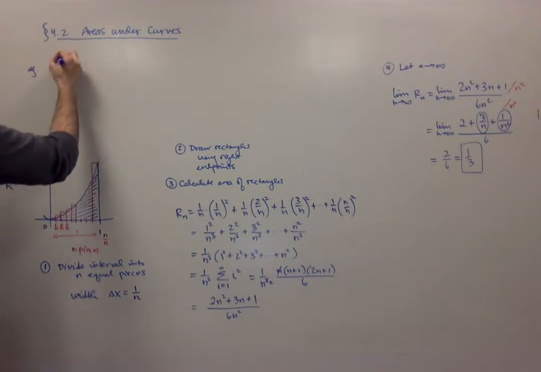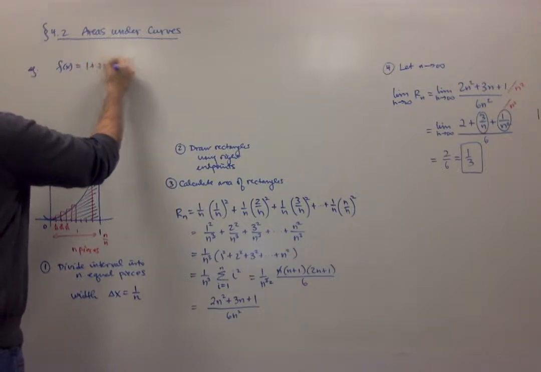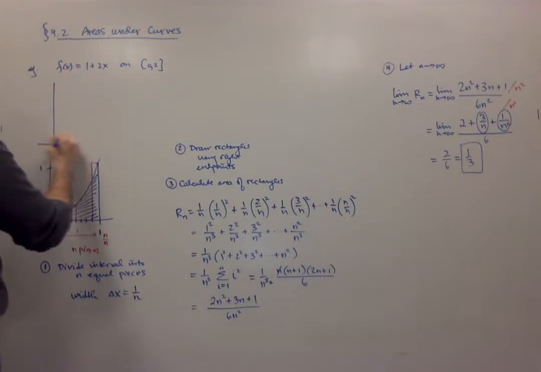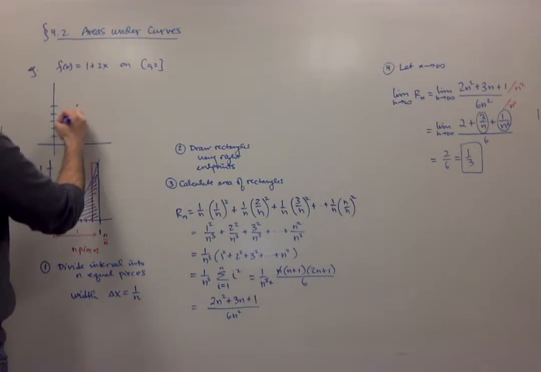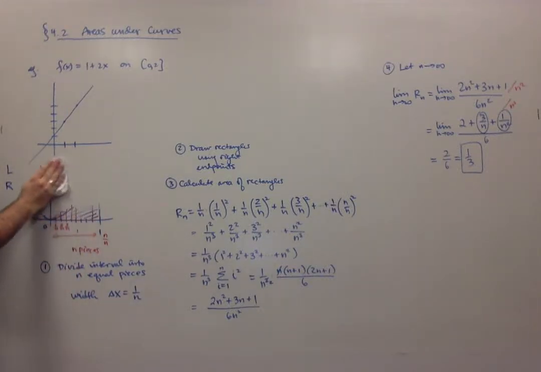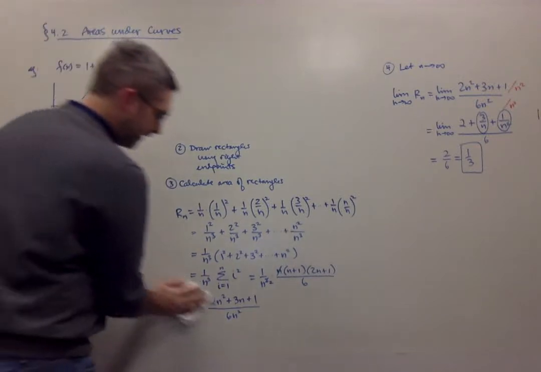So let's take another example here. Let's take the function 1 plus 2x on the interval from 0 to 2. Okay, so a y-intercept of 1 and a slope of 2, up 2 over 1. All right. And we already know what the area here should be. I think we computed it already. I believe that the answer we got was 6.